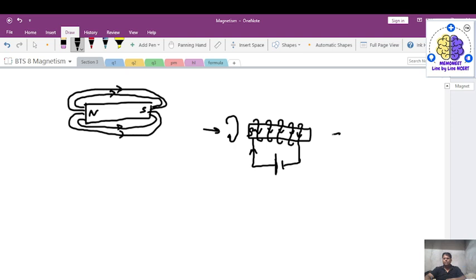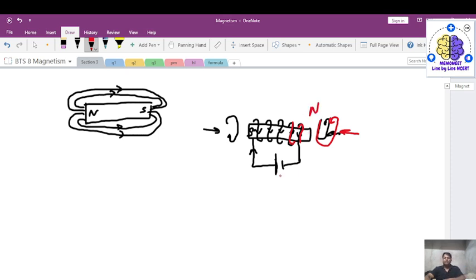Now if you look from this side, the current is flowing in this direction, right? That is, from up it will be going down, and from down it's coming up and then like this. So if you look from this side, this current will appear to go in this direction, that is anti-clockwise. And when it is anti-clockwise, a north pole will be developed here.